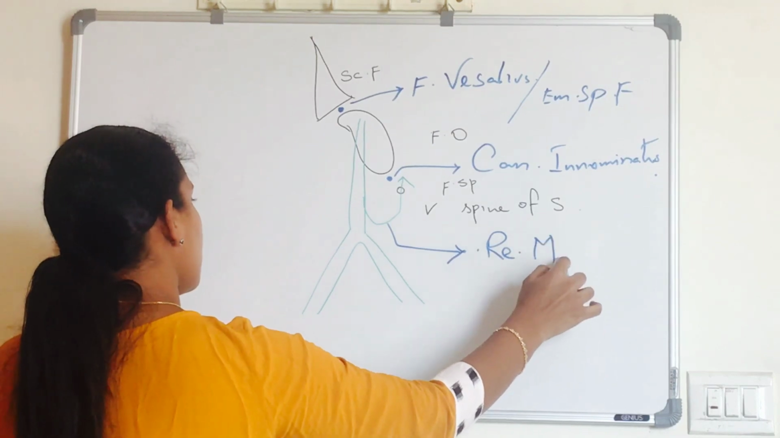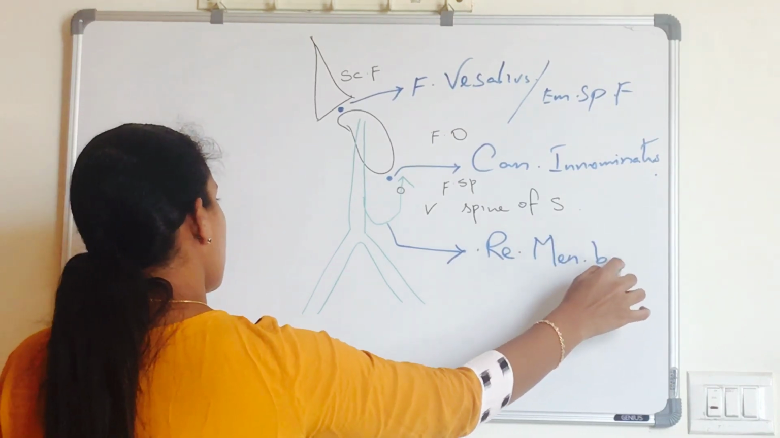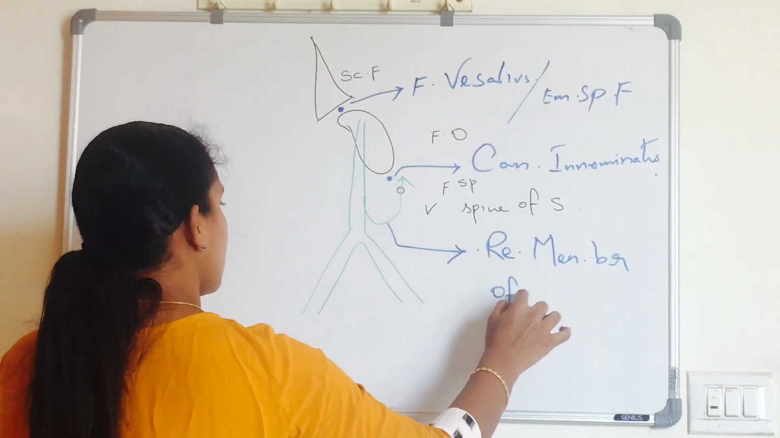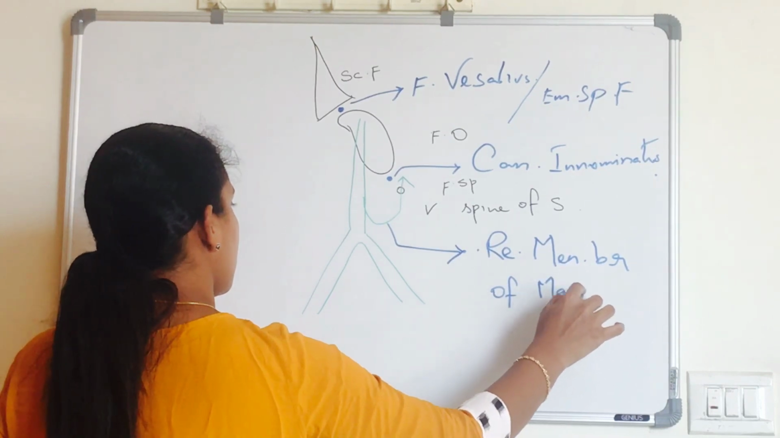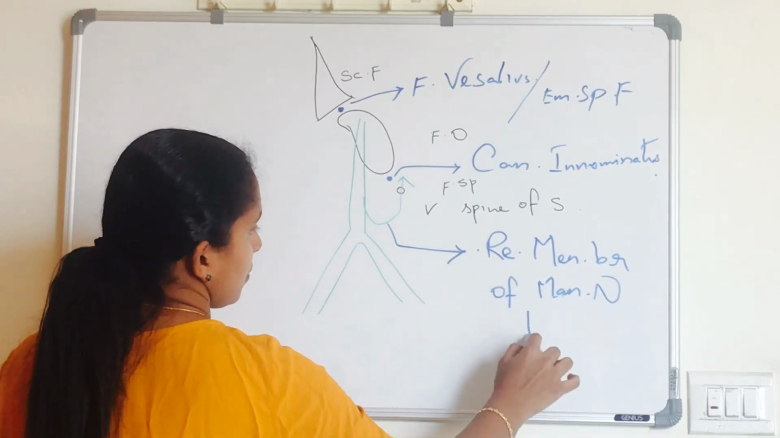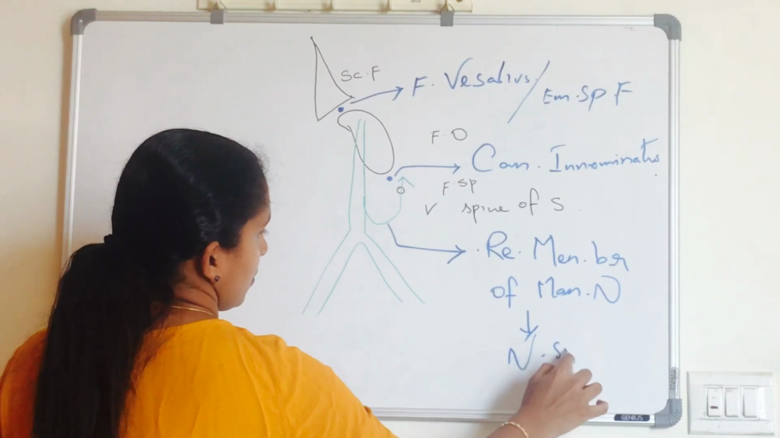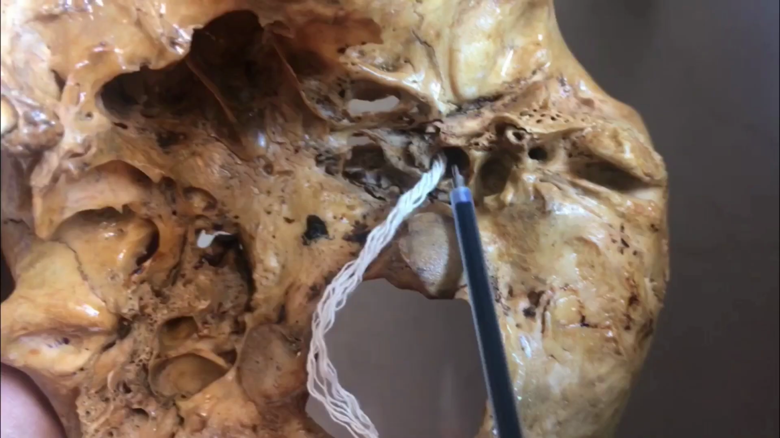Due to its course, it is called recurrent. As it supplies meninges, it is meningeal branch. So recurrent meningeal branch of mandibular nerve passes through foramen spinosum. This is otherwise called nervus spinosus.